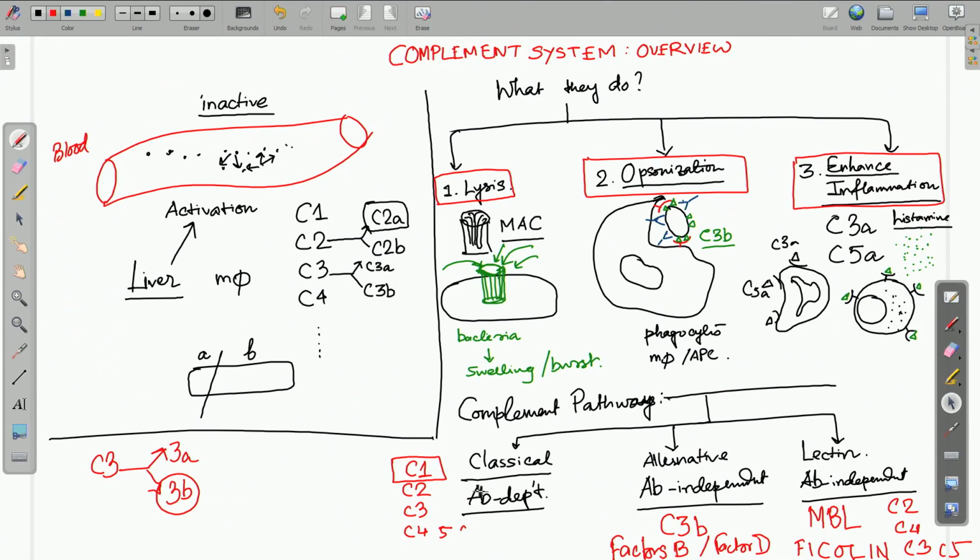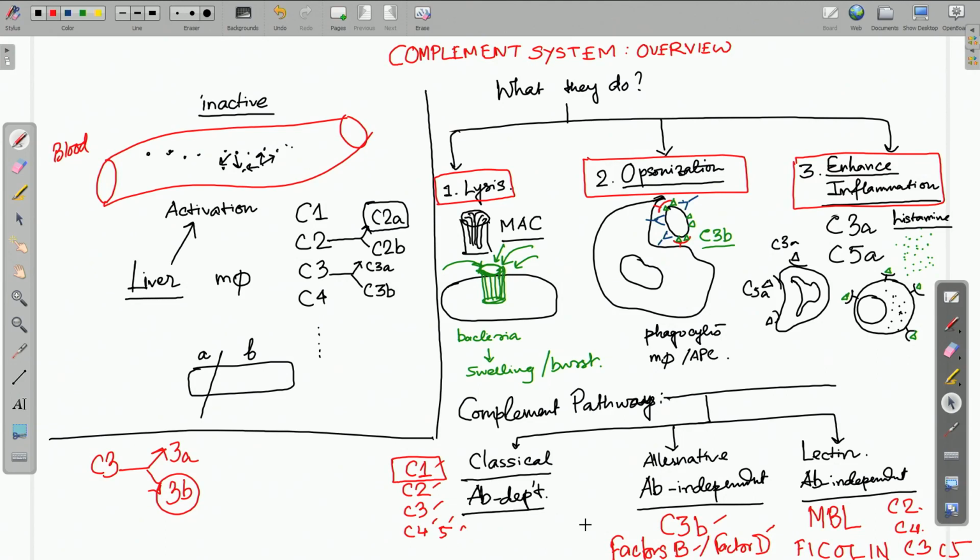So, these are the components of the alternative pathway. The classical pathway comprises of the complement proteins C1, C2, C3, C4, C5 mostly. The alternative pathway starts from C3 only, the C3b, and it has factor B and factor D. The lectin pathway is dependent on the binding of these lectins, the MBL or the ficolin, which can bind to the carbohydrates present on the surface of the pathogen, and they also have complement proteins like C2, C3, C4, C5.